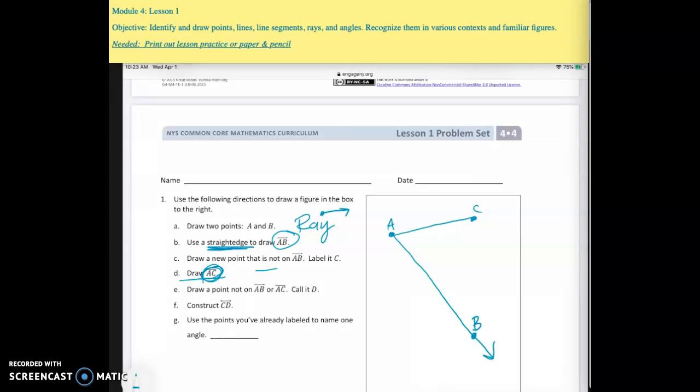E, draw a point not on AB or AC. Call it D. And we can put it anywhere. But it does tell us we're going to have it called line CD. So we do need to consider that. But it really doesn't matter where it goes. I'm just going to put it right here, and it's going to be D.